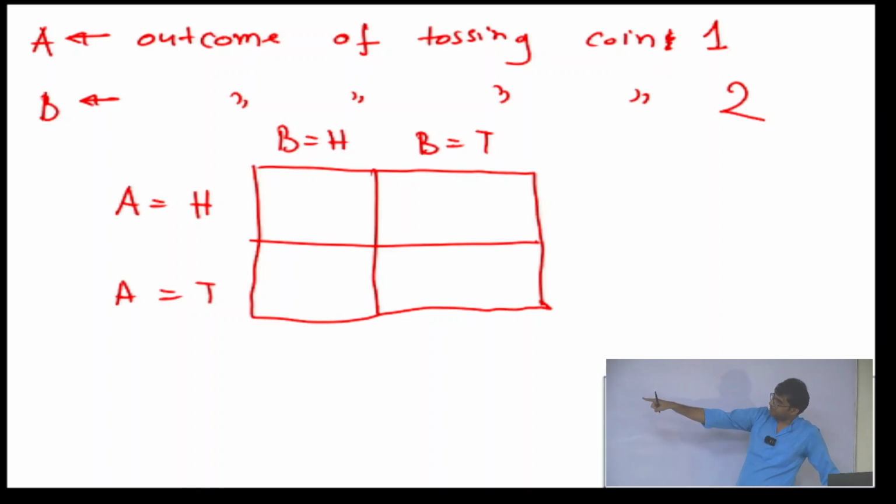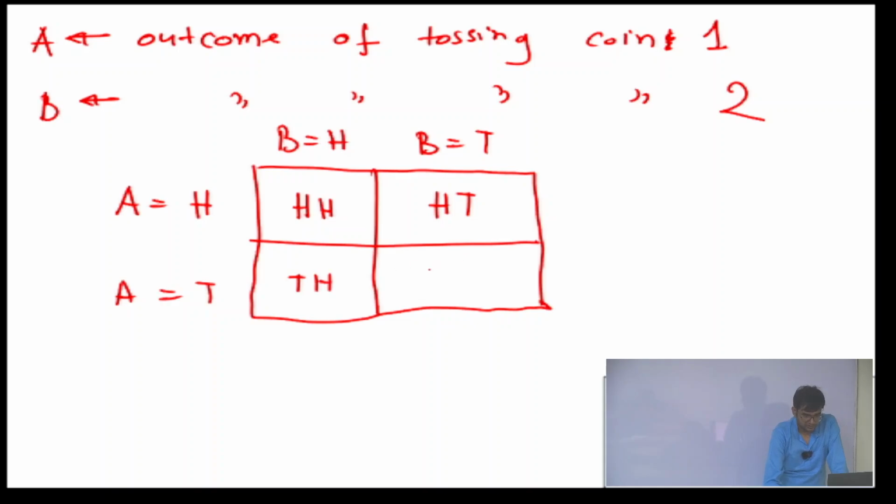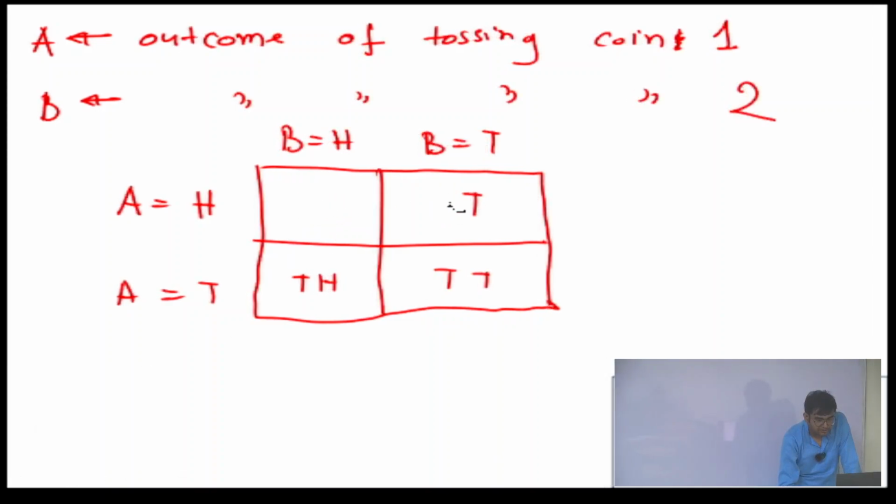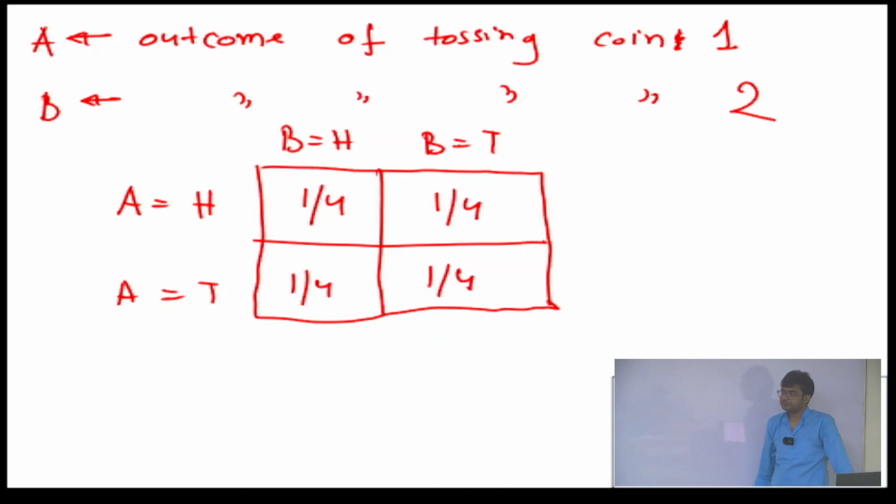So, what will be the entry in the first box? It is head head. That means coin 1 I have obtained head, coin 2 also I have obtained head. The second one is head tail, tail head, tail tail. This is not the joint probability, this is just the event. If I have to write the joint probability, then it will be 1 by 4, 1 by 4, 1 by 4, 1 by 4. So, I will erase it and write 1 by 4 in each box. I am making an assumption here that the coins are unbiased, that is why I am getting those numbers. It may not hold, but that is fine. So, this table is known as the joint probability table.